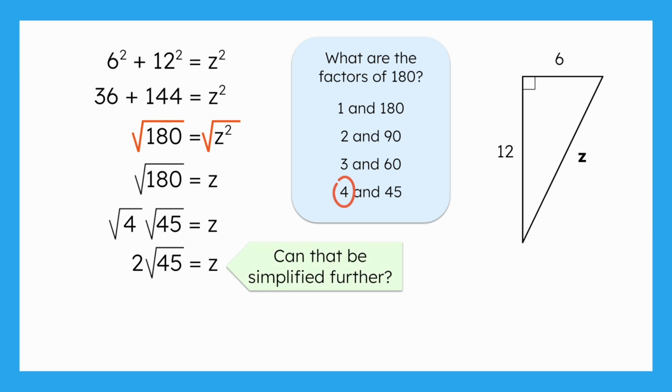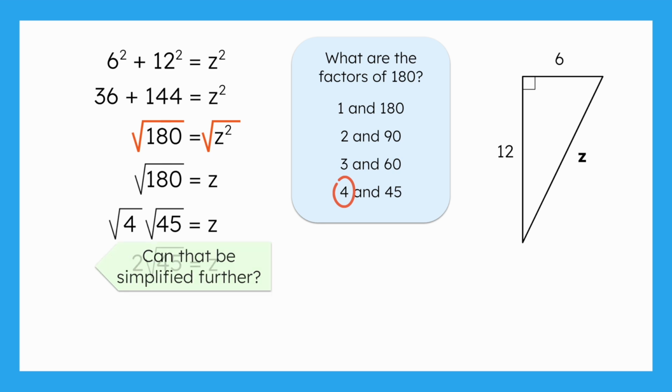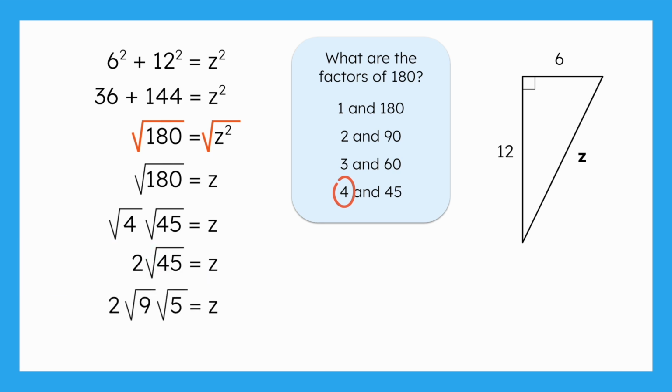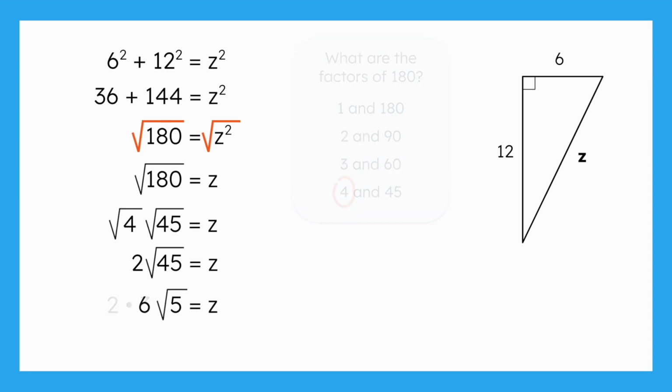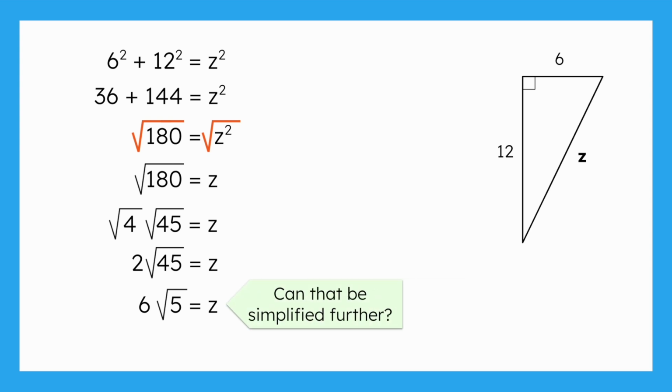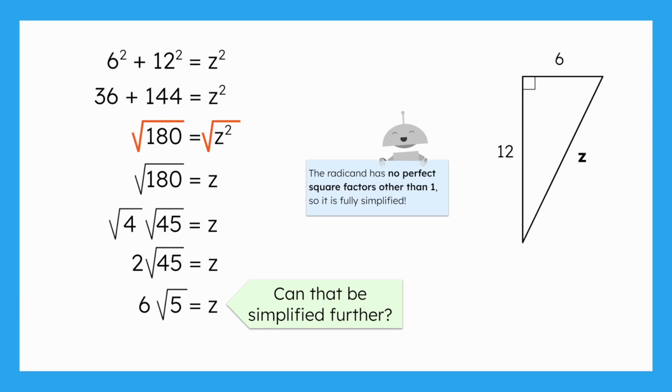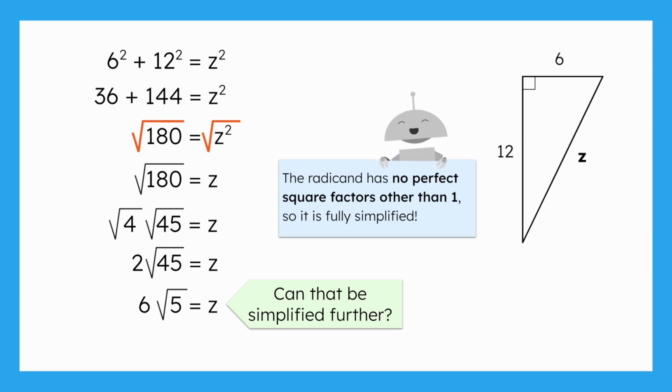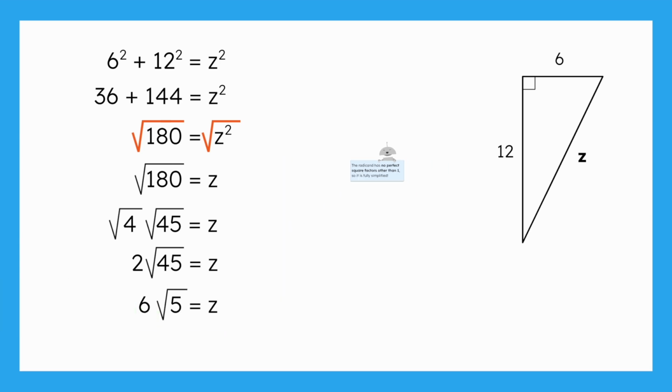Well, 9 is a factor of 45, and 9 is a perfect square. So I really have 2 times root 9 times root 5, which is 2 times 3 times root 5, or 6 root 5. Now, can that be simplified further? Well, 5, which is the radicand, has no perfect square factors other than 1, so it is fully simplified.